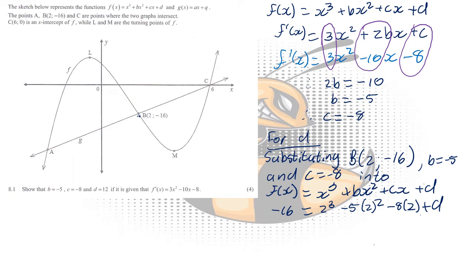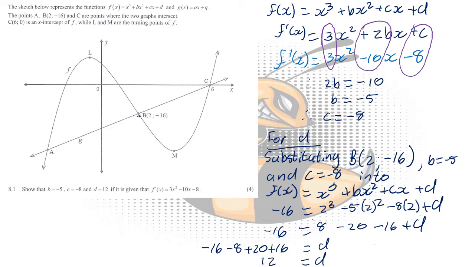So from there we can then kind of solve there. We have minus 16 equals 8 minus 20 minus 16 plus D. We solve for D, throwing everything over to the other side, so it's minus 16 minus 8 plus 20 plus 16, and that would then give me that D is equal to 12. So there we've just proven that B, C, and D are the values that they gave to us.